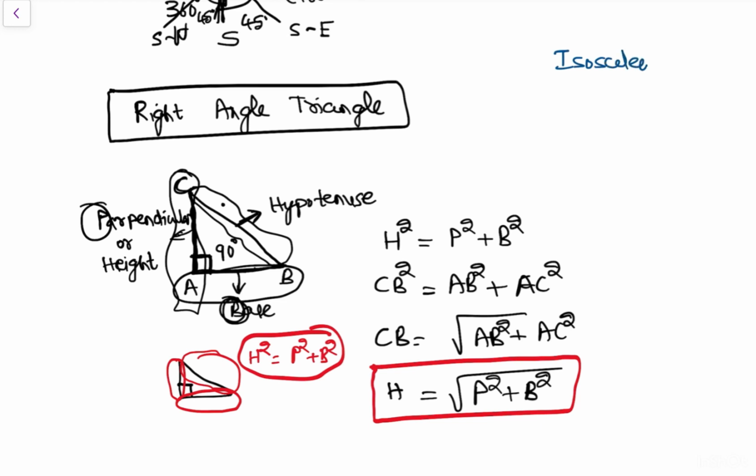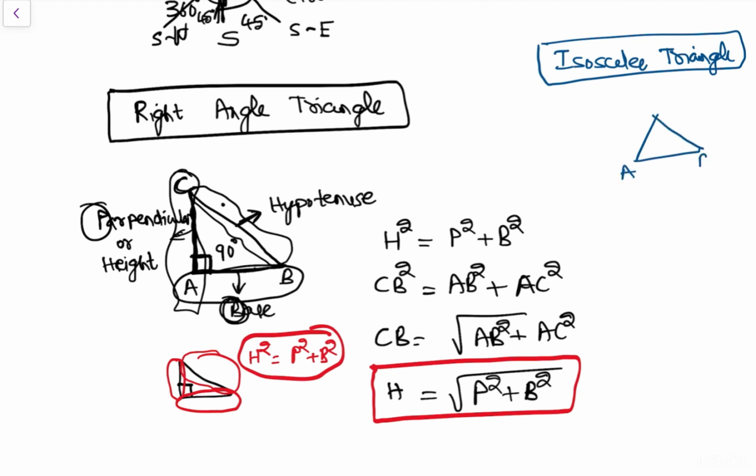isosceles triangle. Now what is an isosceles triangle? See, an isosceles triangle is whenever in a triangle, say A, B, C, if angle A is equal to angle B, these two are equal, then the opposite sides will be equal. The side opposite A and the side opposite B will be equal. Then AC is equal to BC.